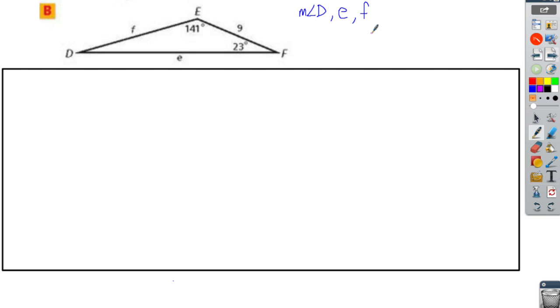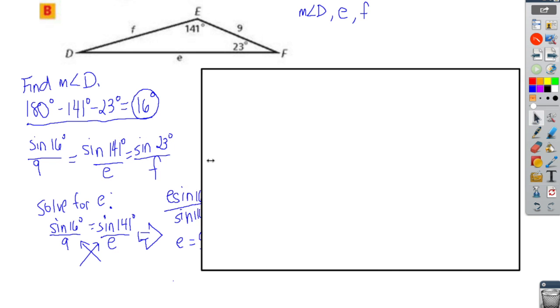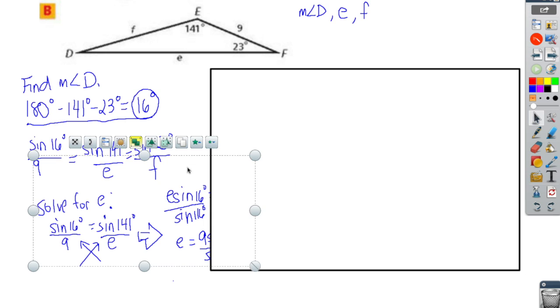All right, so I think we can continue now. We set up our information up here, identifying what we need to find. In order to find the measure of angle D, you want to start by taking away 141 and 23 from 180. All right, so let's see what you have right now. I'm going to show you half my screen, like so. We found that the measure of angle D is actually 16 degrees.